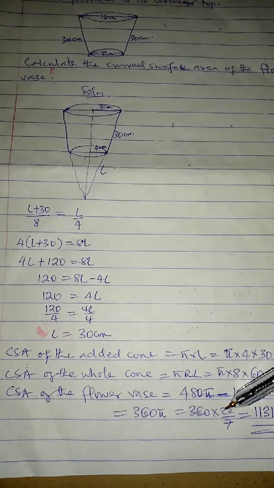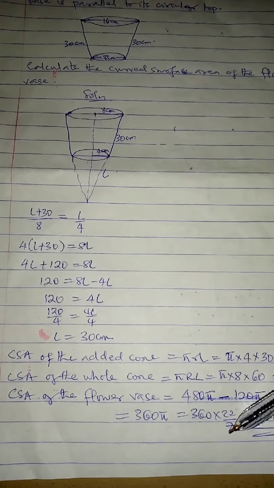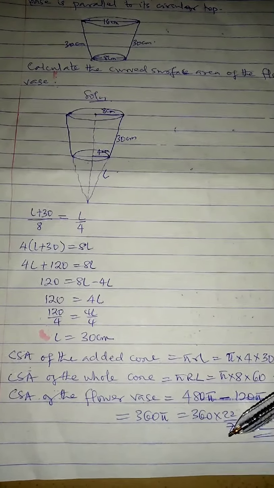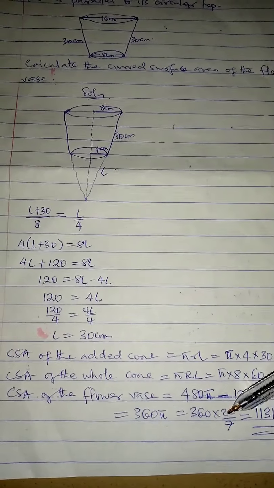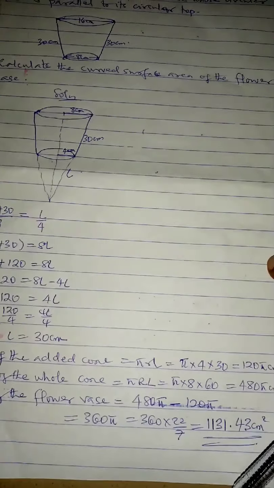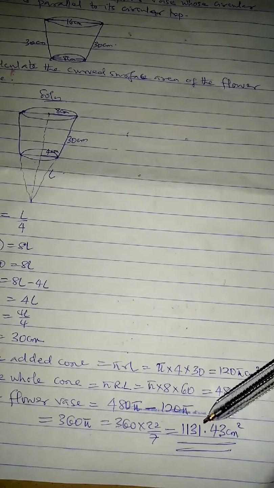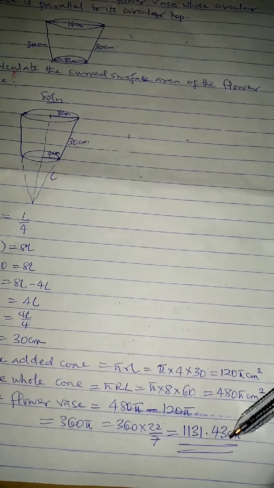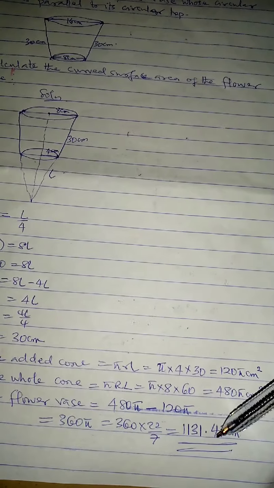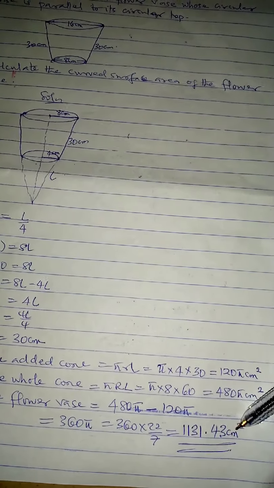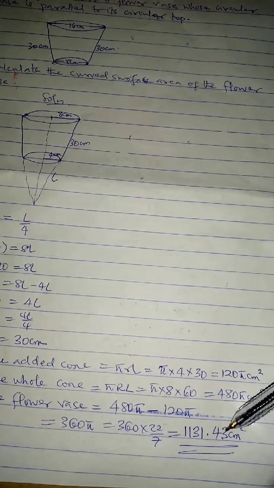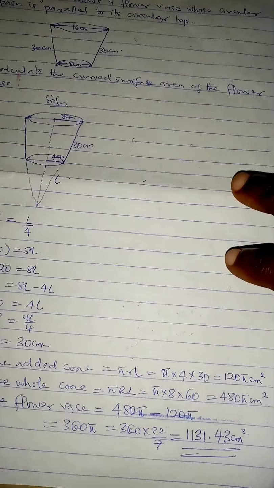Put the value of your pi now, which is 22/7, because we're not told to give an answer in terms of pi. When you replace pi with 22/7, the curved surface area of the flower vase becomes 1131.43 cm squared. And that is how you get the curved surface area of the flower vase for question 1. Question number 2.